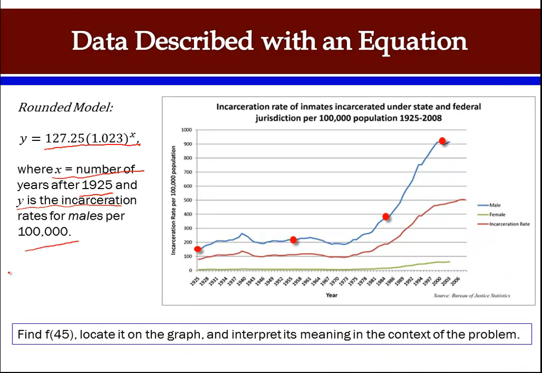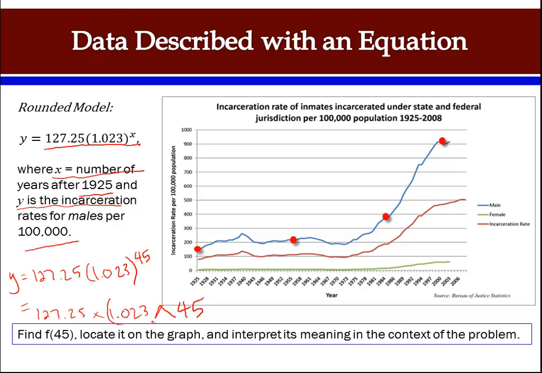So what I would have to do to find this value is substitute in for X the value 45. Do some arithmetic on my calculator. I would not do this by hand. Enter it on the calculator: 127.25 times 1.023 to the 45.